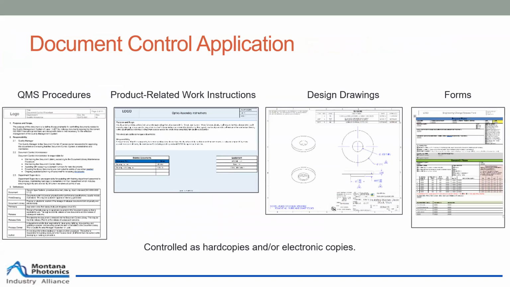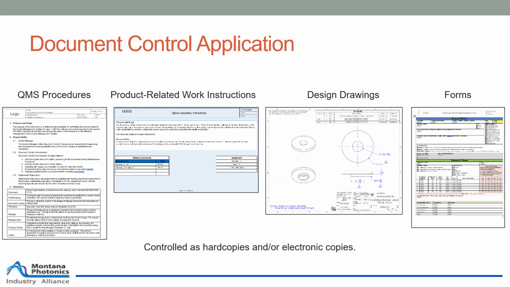Let's talk about some of the documents that you're going to control using this process. You're going to use it to control the procedures of your quality management system, which could include your quality manual if you have one, or the procedure for how you control documents, your calibration procedure, your purchasing procedure, your procedure for how you do your training in your organization, all the procedures that run your quality management system. You're going to use this also to control your product-related work instructions, which describe how you build your product, how you manufacture or assemble your product.